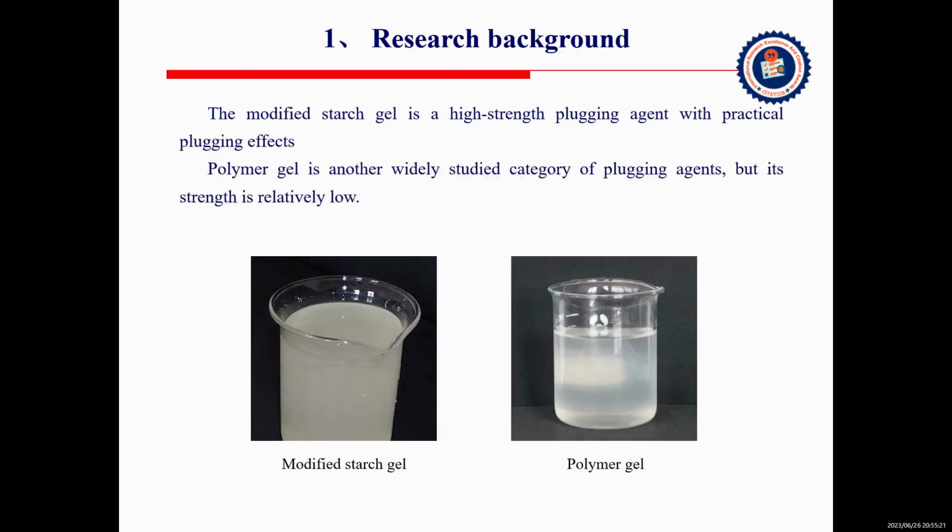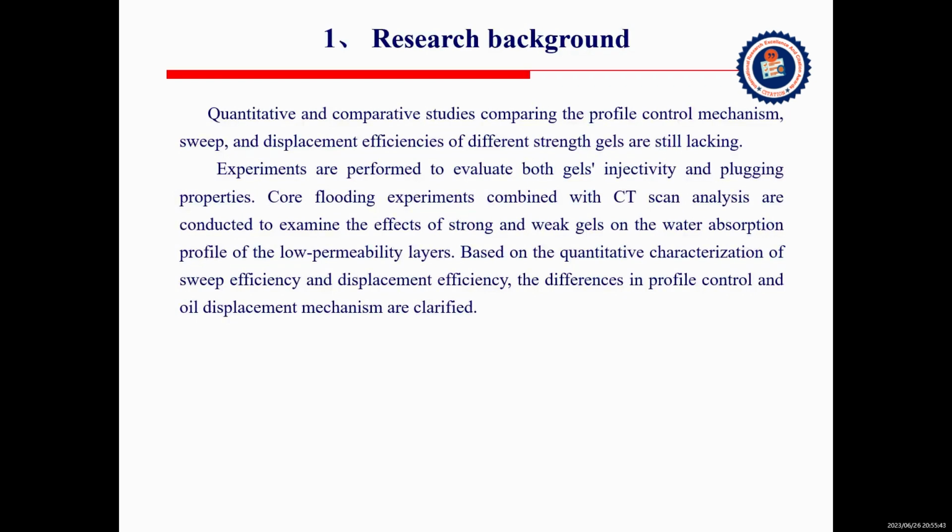The modified starch gel is a high strength blocking agent with practical blocking effects. The polymer gel is another widely studied category of blocking agent, but its strength is relatively low. Quantitative and comparative studies of the profile control mechanism, sweep, and displacement efficiency of different gels are still lacking. Experiments were performed to evaluate both gels' injectivity and plugging properties.